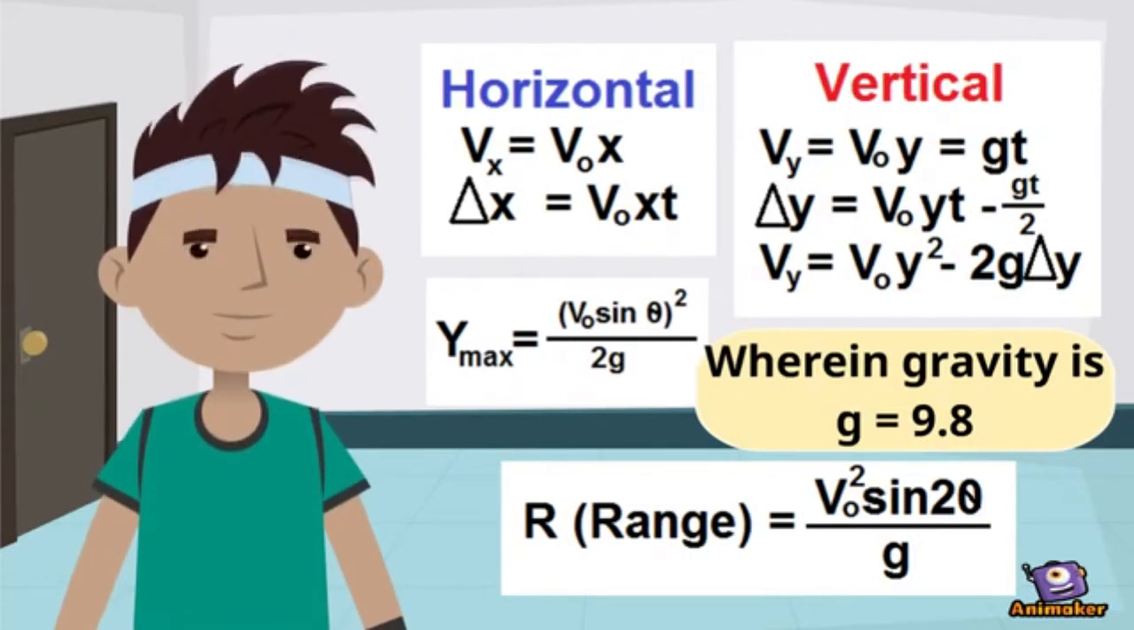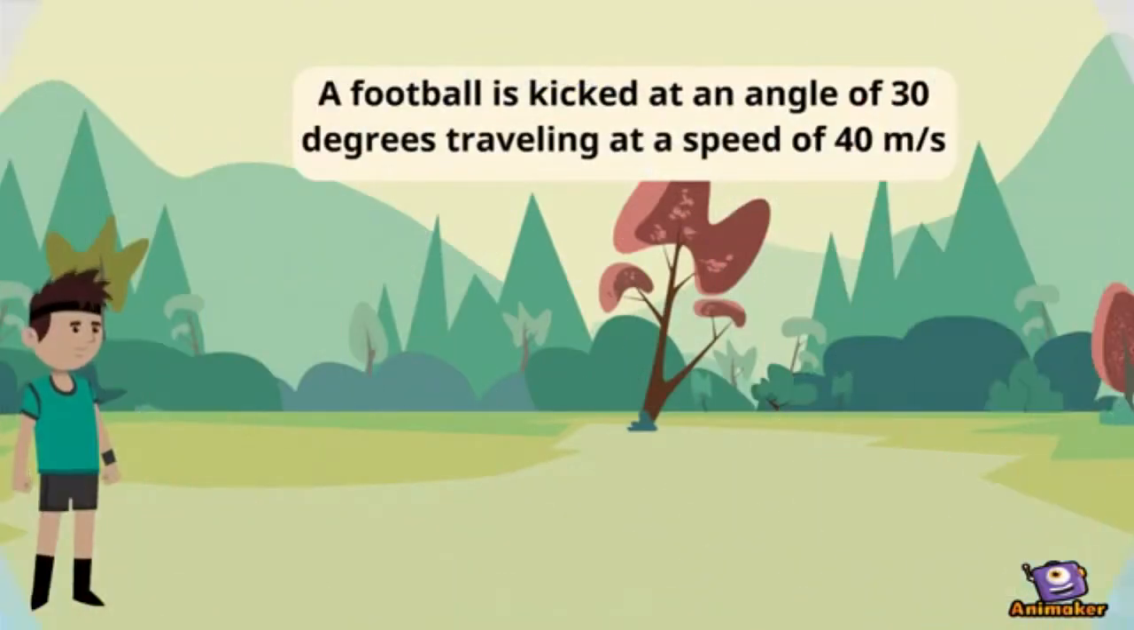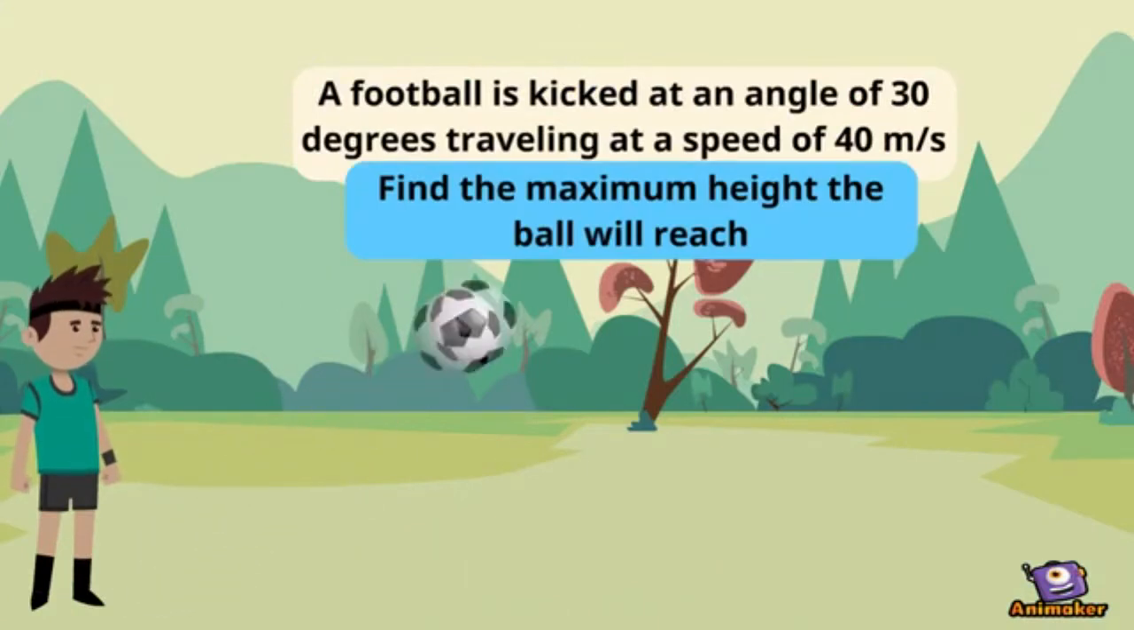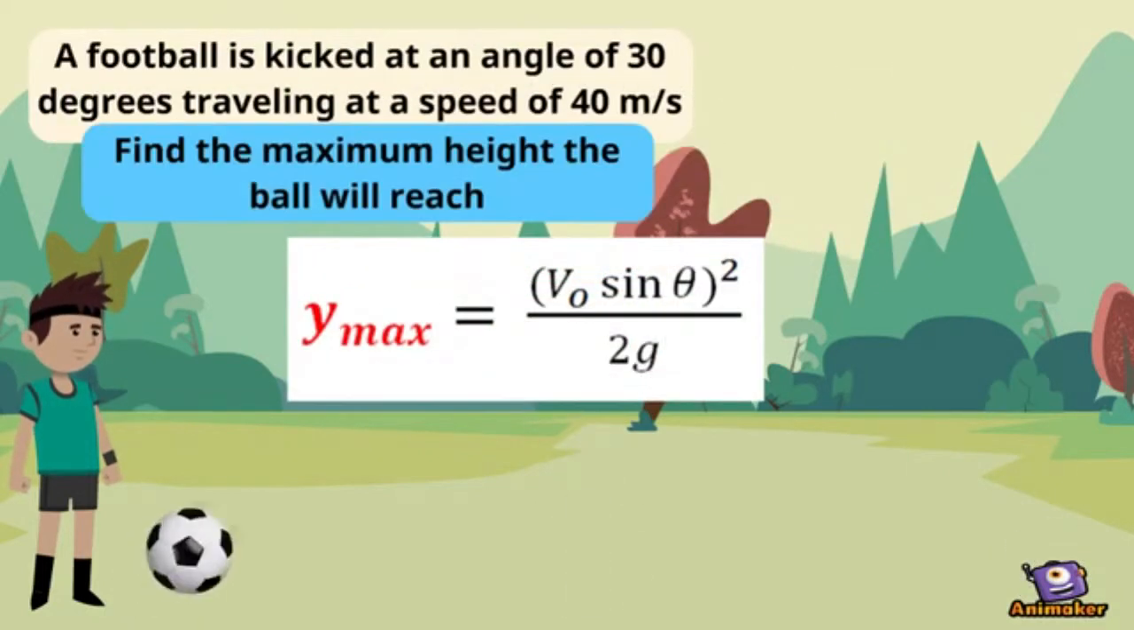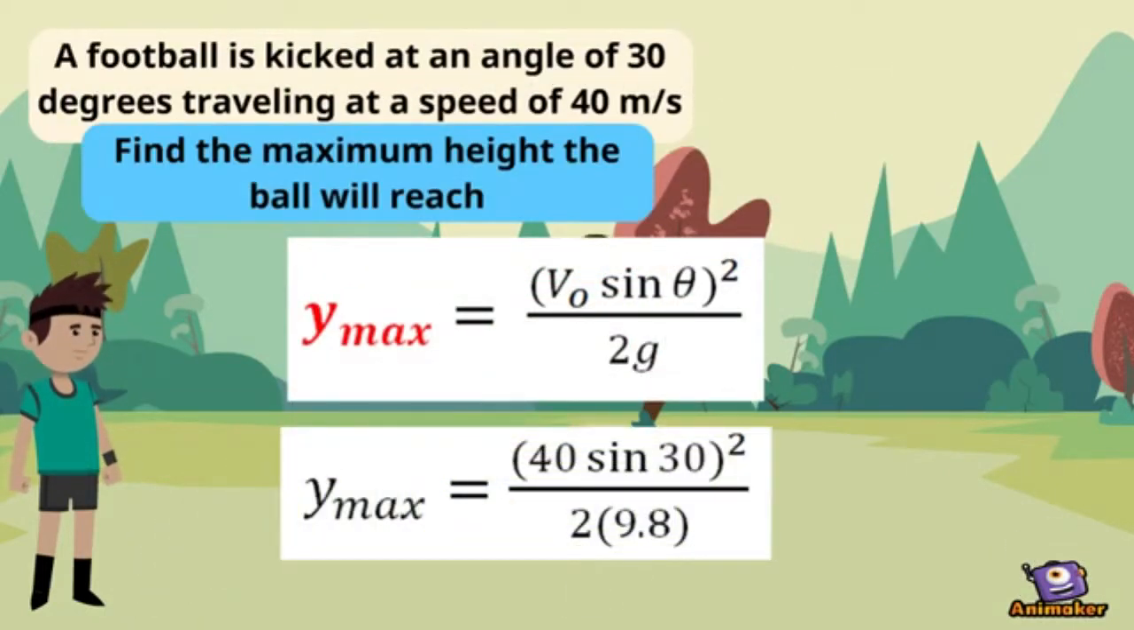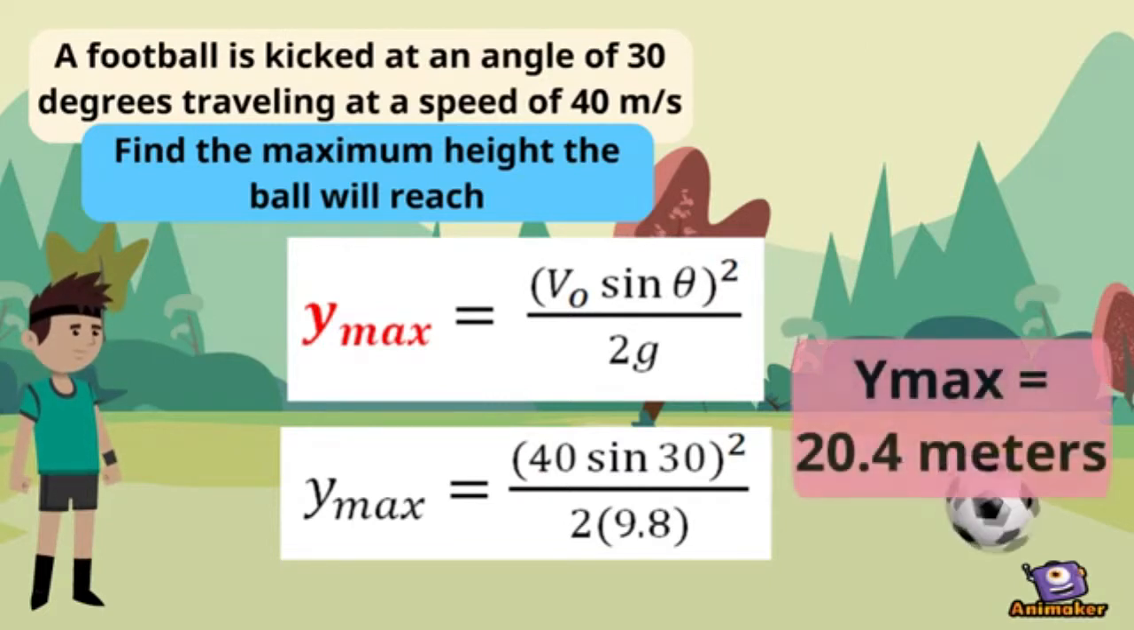Now let's test our skills with a sample problem. A football is kicked at an angle of 30 degrees traveling at a speed of 40 meters per second. Find the maximum height that the ball will reach. By using this equation, we are able to find that the maximum height the ball will reach is about 20 meters.